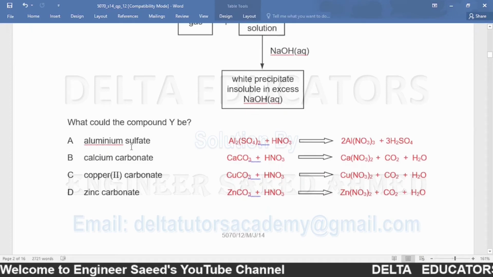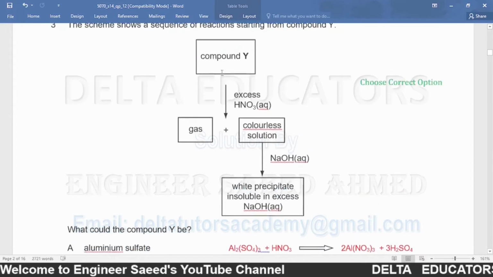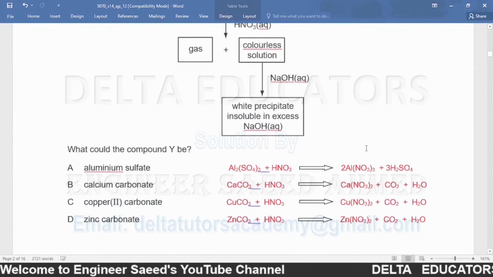Option A. Aluminum sulfate. When we react aluminum sulfate with nitric acid, we will get aluminum nitrate and sulfuric acid. Here, neither aluminum nitrate is a gas nor sulfuric acid is a gas, and it is given that when this compound Y is reacted with nitric acid, we get a gas. And here we have not got any gas, so option A is incorrect.